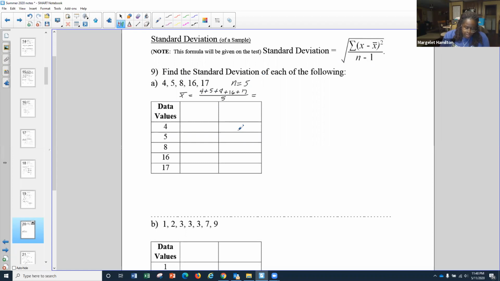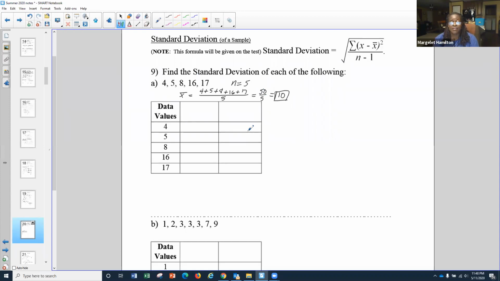you should get... Okay, on the top, you add all that up, you should have gotten 50. And then divide it by 5. Reduce it, and you should have gotten 10. So 10 is our mean. We need that to find that information in the top.